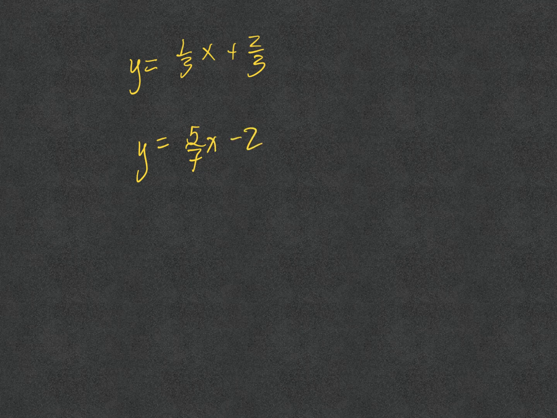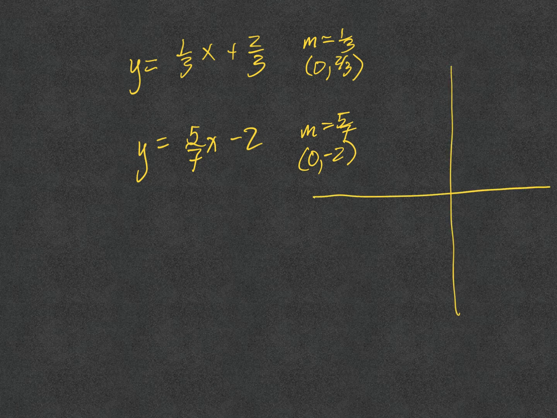Sometimes you'll get an equation that looks like this. Y equals 1/3 x plus 2/3, and y equals 5/7 x minus 2. Now, if you notice, they're both in slope-intercept form, so the slope here is 1/3 and the y-intercept is 0, 2/3. And then the slope here is 5/7 and the y-intercept is 0, -2. And so you can actually graph this fairly easily. You can do it on a calculator, but you can graph this one fairly easily.